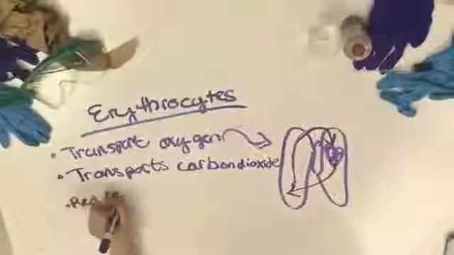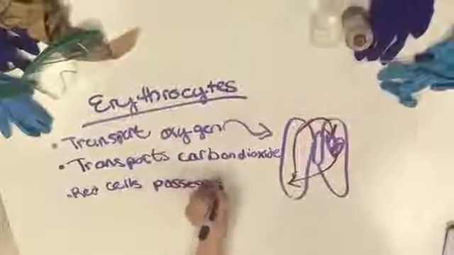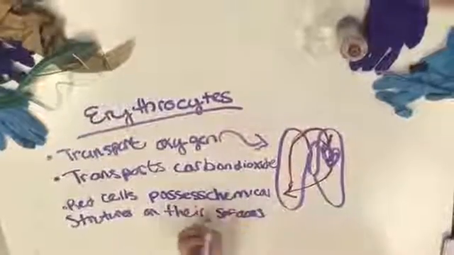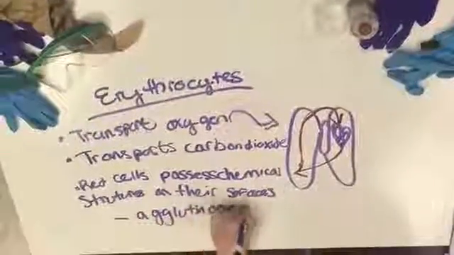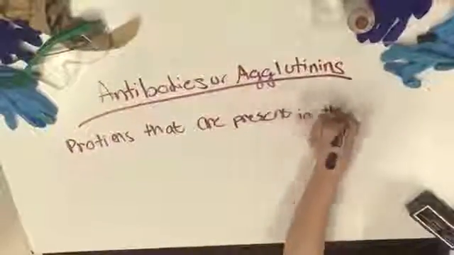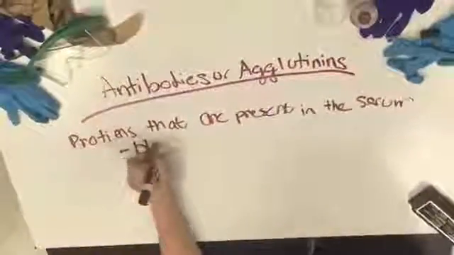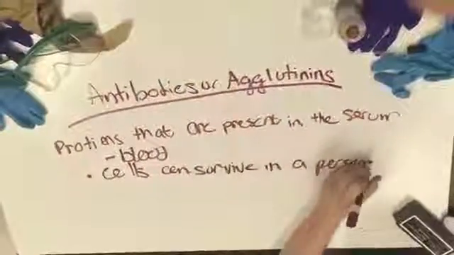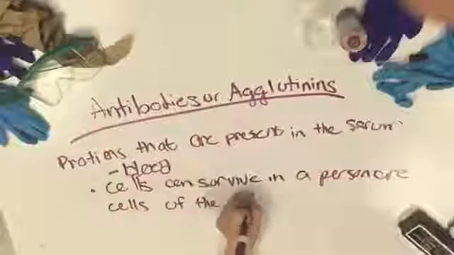Red cells possess chemical structures on their surfaces called antigens or agglutinogens. Within the serum, there are antibodies, which are proteins. They are responsible for ensuring that the only blood cells that can survive in a person are cells of the correct blood type.